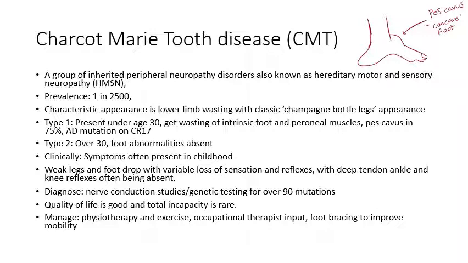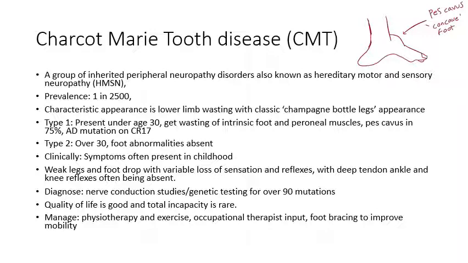But although it is a group of conditions, it's really known for more classical presentations, with the most classic being this lower limb wasting that you get with this almost classical champagne bottle leg appearance. There are a multitude of types, and you can see them there and their characteristics, but I don't think learning each individual one is particularly pertinent to your learning as a medical student, unless you're a specialist or particularly interested. What I'd look for clinically is the fact that this condition presents in childhood.